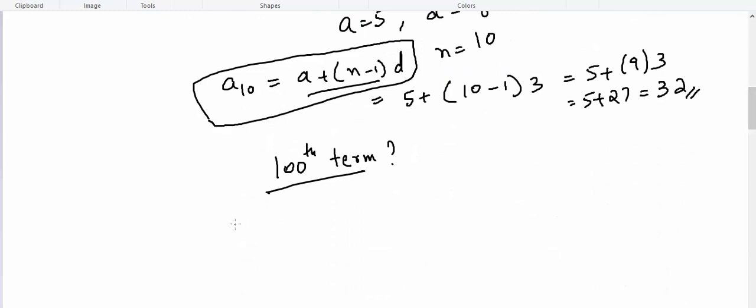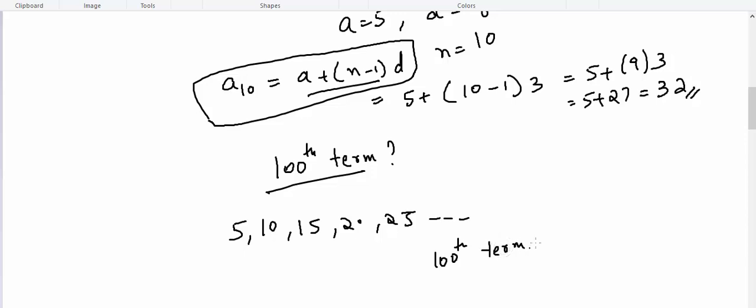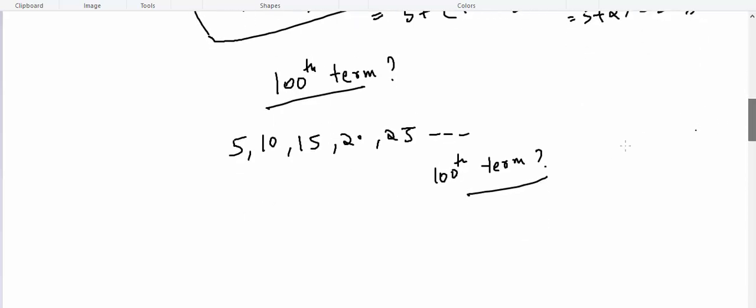Now let's take another example here. We have a very simple sequence 5, 10, 15, 20, 25 and so on, and I ask you what is the value of the 100th term of this sequence. So we have a formula here, a_n equal to a plus n minus 1 times d.